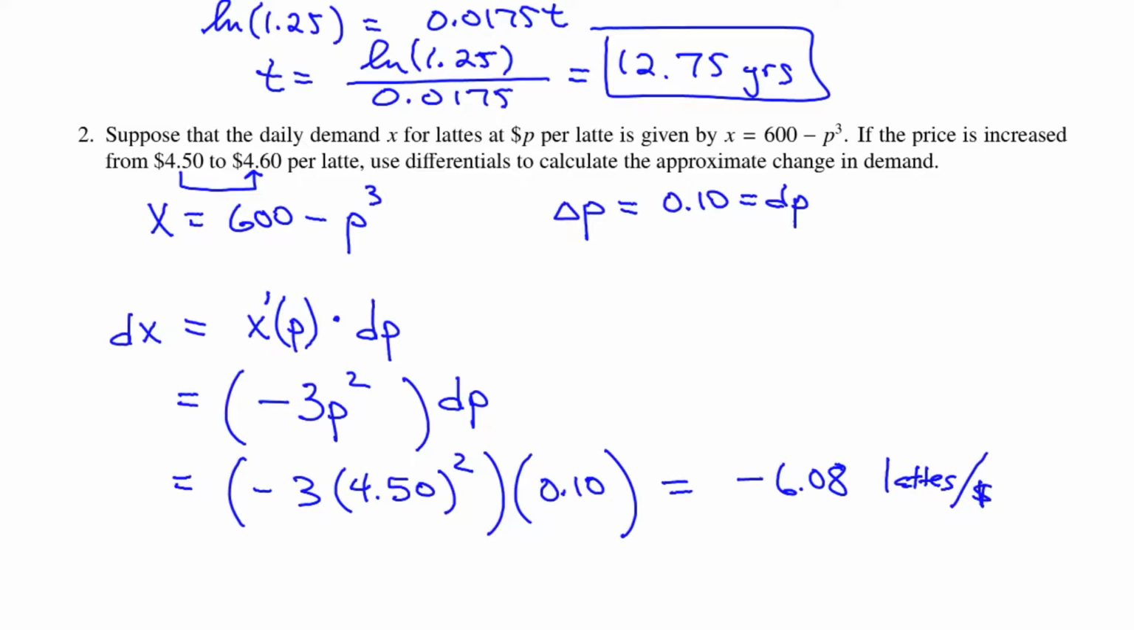Basically, we don't even need the per dollar part in this case, we've already done the ratio part. So what this says is, if you increase the price by 10 cents, then you're going to have a drop in the demand for your lattes by 6. Six fewer lattes will be sold.